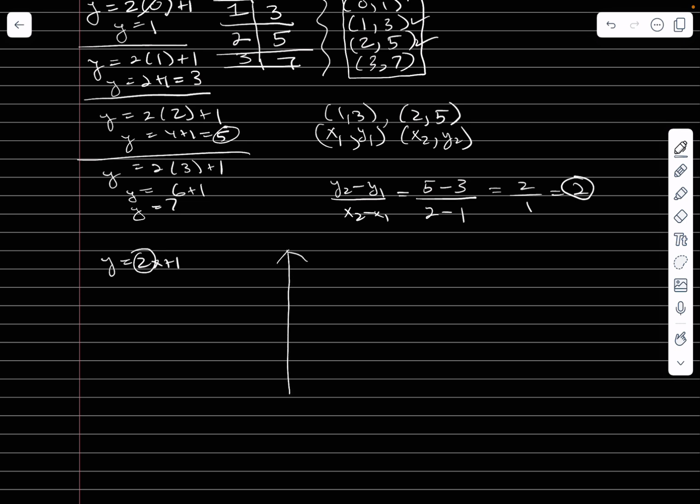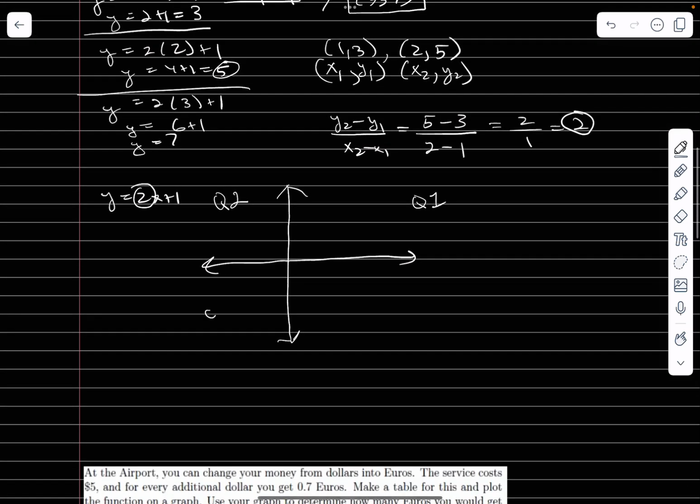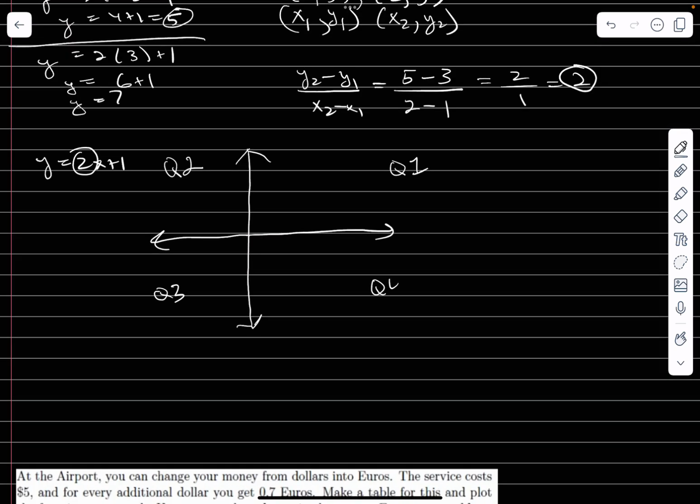So typically, a graph is drawn like this. There's usually 4 quadrants. This first quadrant will be Q1. This quadrant here to the left will be Q2. To the bottom of it would be Q3. And this would be Q4. Sorry for that. That'll be for the next problem.